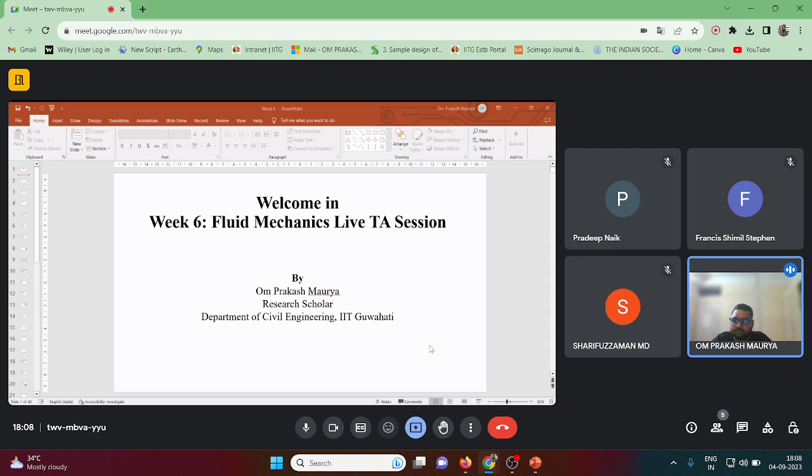So I have this type of document and concepts we'll discuss today, and some basic problems regarding week 6, that is the fluid kinematics. I also have some concepts regarding the fluid mechanics course going on in 2023. I think this time some questions are more or less numerical type on an average. So some concepts I will discuss today will definitely help you in solving your assignment.